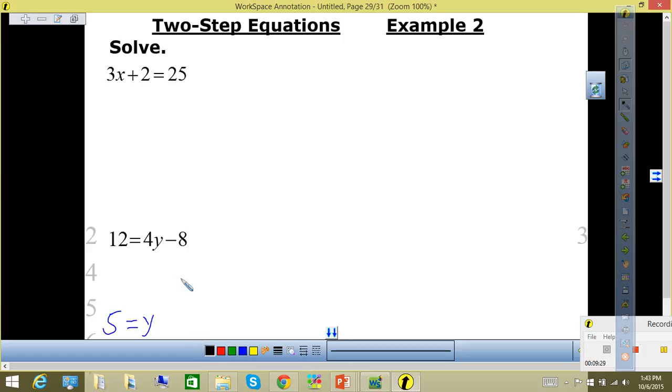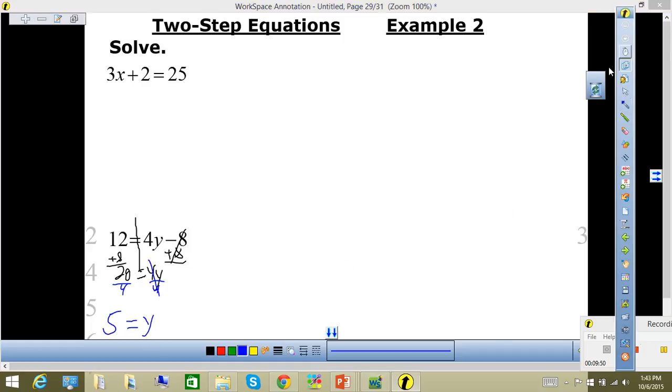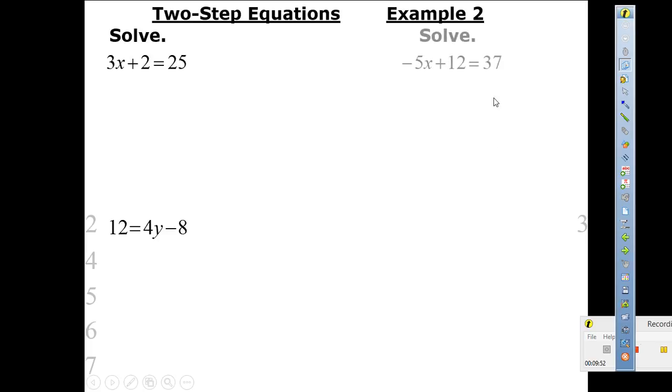Make sure you are paying attention to the details. Attend to precision. Here we go. Line down. So from here we did plus 8 plus 8. We're left with 20 equals 4y. And then at the end we divide by 4, divide by 4. And that's how we get y equals 5. Let's do another one. Copy this one, please.